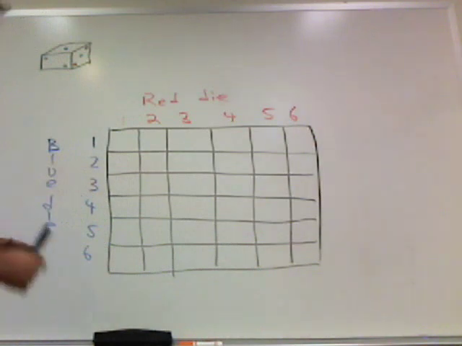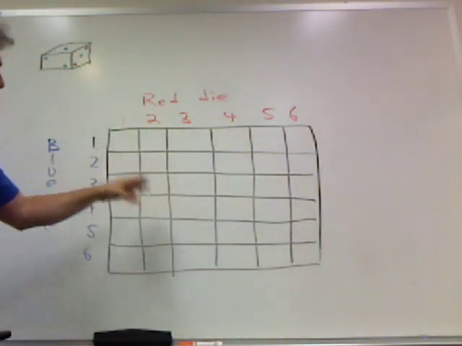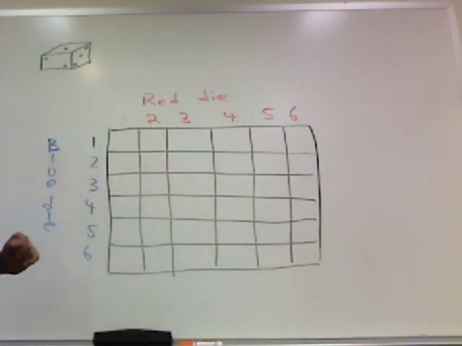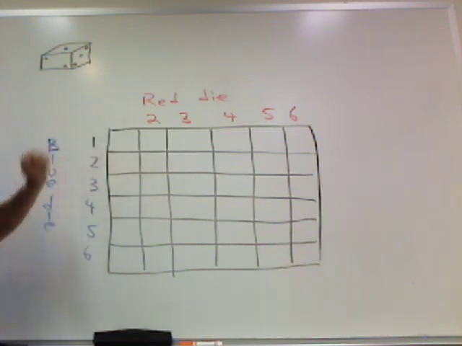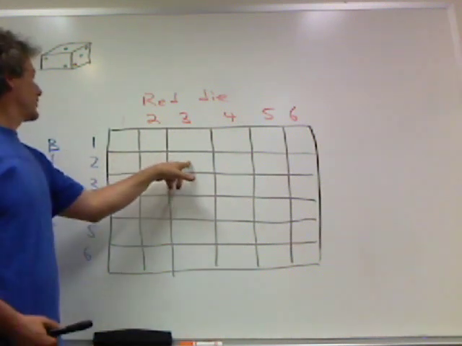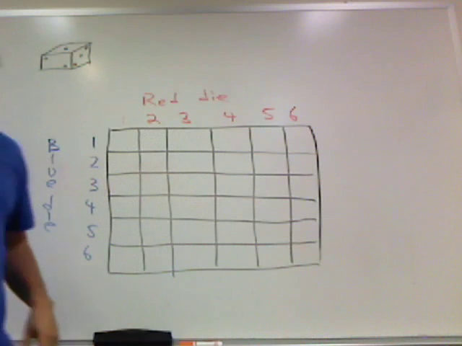Okay, so now, what is this cell here? This table has 6 times 6, or 36 cells. So what is in this cell here? Well, this is the cell that's the outcome that you roll a 1 on the red and a 1 on the blue. And this would be the cell that's the outcome that you roll a 3 on the red and a 2 on the blue, and so on. Okay, so that's what that means.